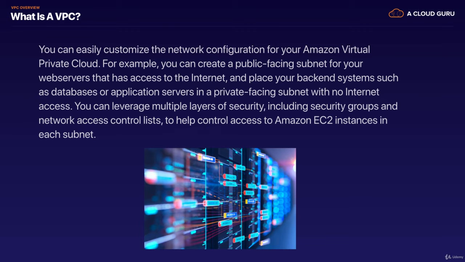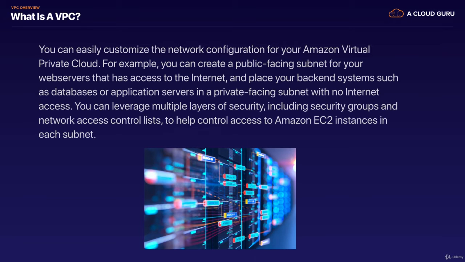For example, you can create a public-facing subnet for your web servers that has access to the internet, and then you can place your back-end systems such as your databases or your application servers in a private-facing subnet with no internet access. In doing that, your web servers are exposed to the internet, but your sensitive application and database servers are not exposed to the internet.